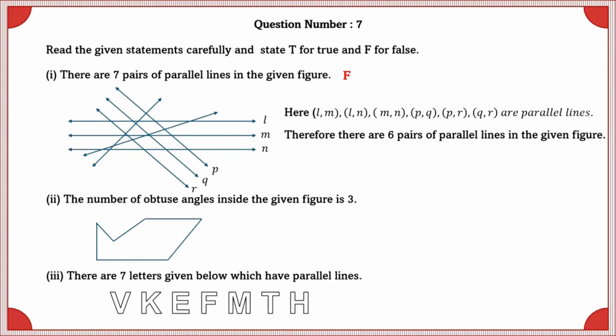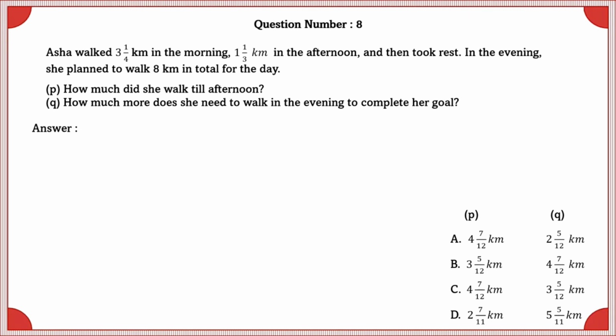Second one, the number of obtuse angles inside the given figure is 3. The number of obtuse angles inside the given figure is 2, not 3. So, this statement is also false. Third one, there are 7 letters given below which have parallel lines. Yes, this is true because all the letters have parallel lines.